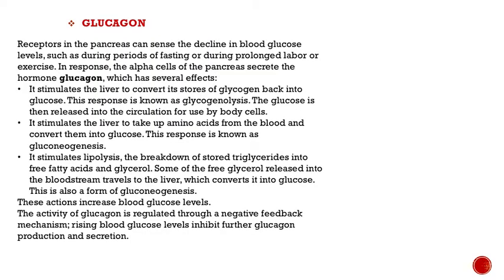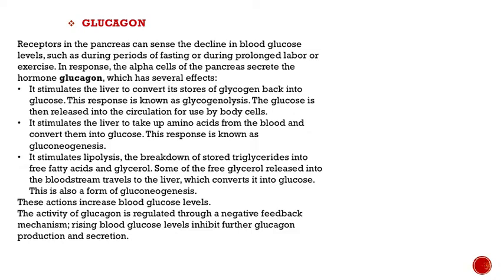Let's talk about glucagon now. Receptors in the pancreas can sense the decline in blood glucose levels, such as during periods of fasting or during prolonged labor or exercise. In response, the alpha cells of the pancreas secrete the hormone glucagon, which has several effects. It stimulates the liver to convert its stores of glycogen back into glucose. This response is known as glycogenolysis. The glucose is then released into the circulation for use by body cells.